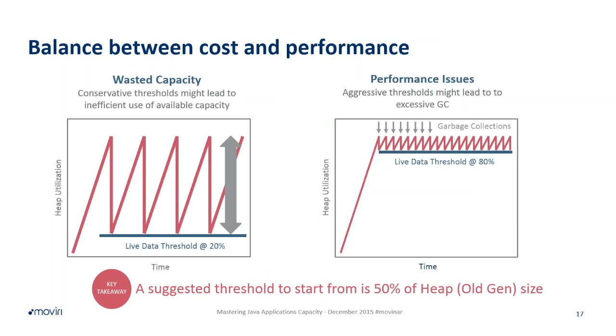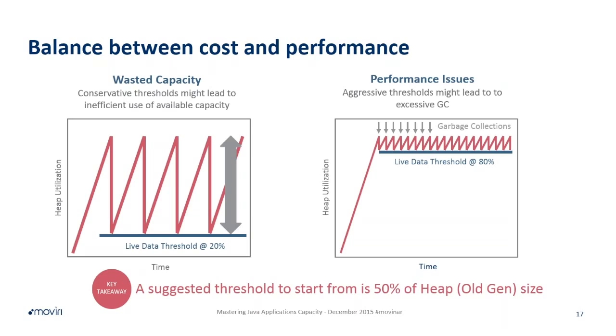The selection of the live data threshold is a trade-off between cost and performance, as usual in capacity management. The chart on the left shows what happens if we set a conservative threshold such as 20%. We are basically wasting capacity. We are not making effective use of the available memory that we have in our Java heap.